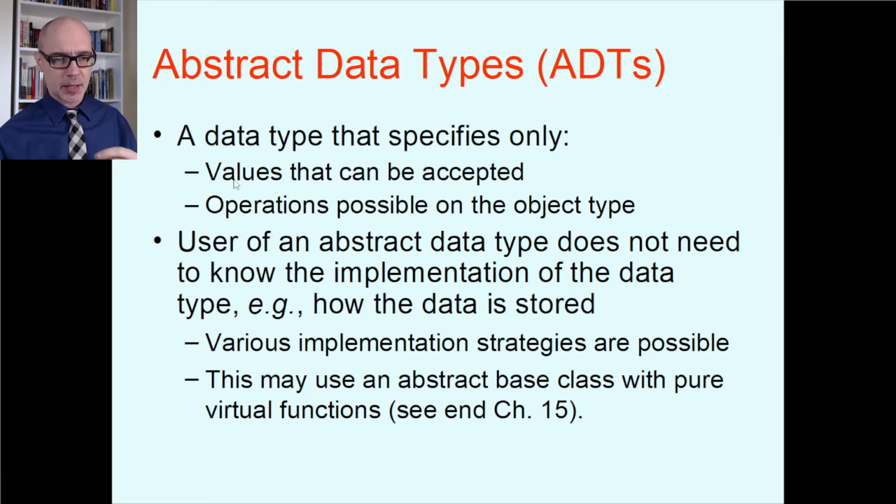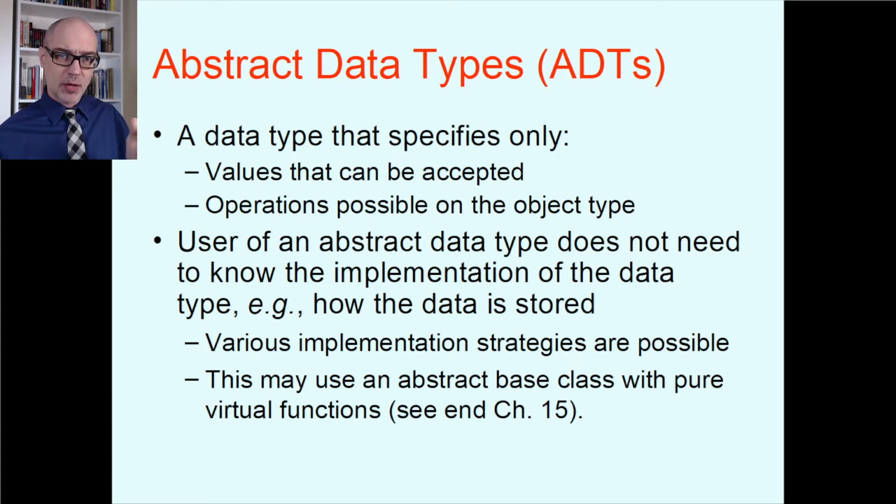So an abstract data type should specify the values that can be accepted into the object, parameters coming into the public functions like the setters or the constructor, okay, what values can be sent into the object, and what operations are possible on the object type. Can you take this type of object, can you add them, can you subtract them, can you multiply them, can you print them? Sometimes yes, sometimes no, depending on the type of data. And of course, those operations are really the public functions of the data type.